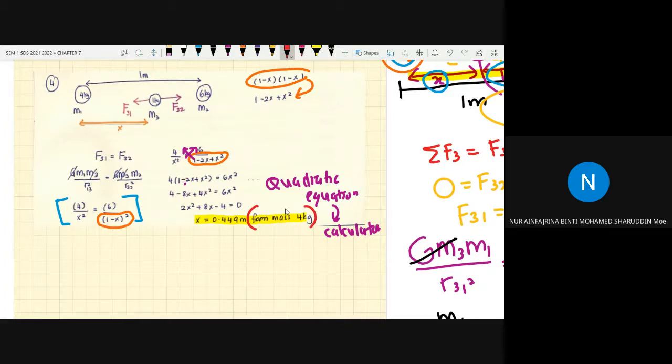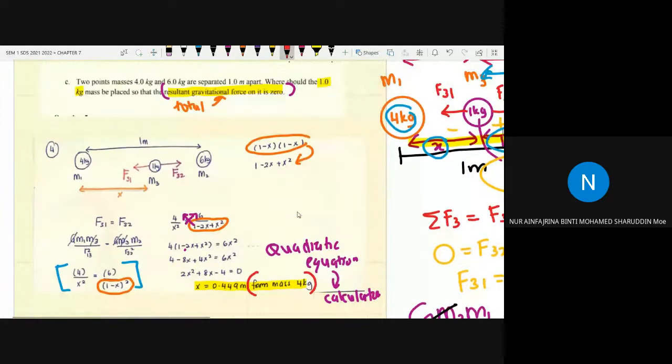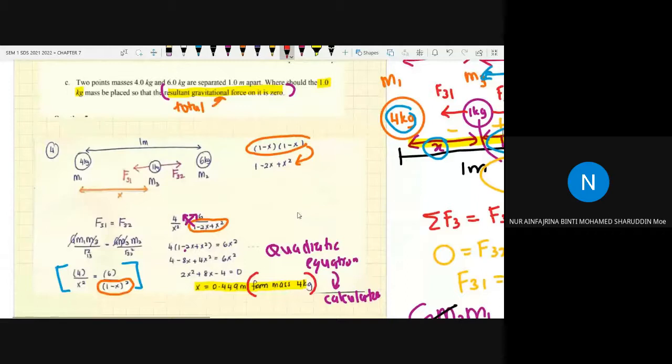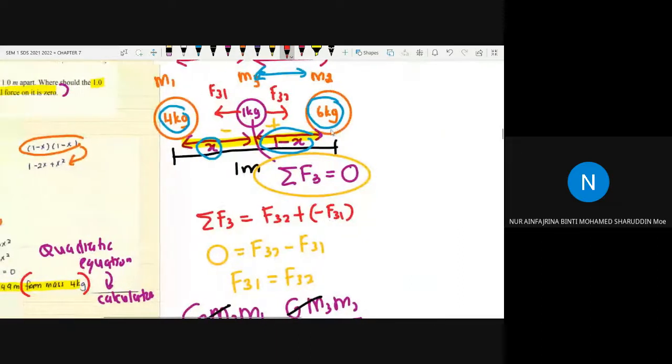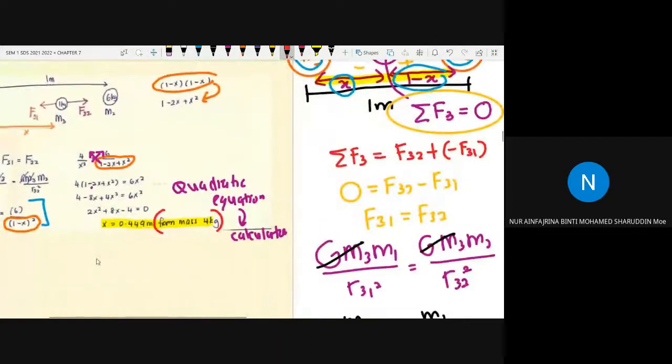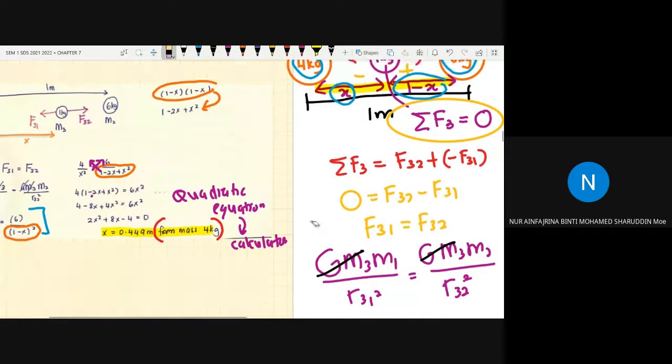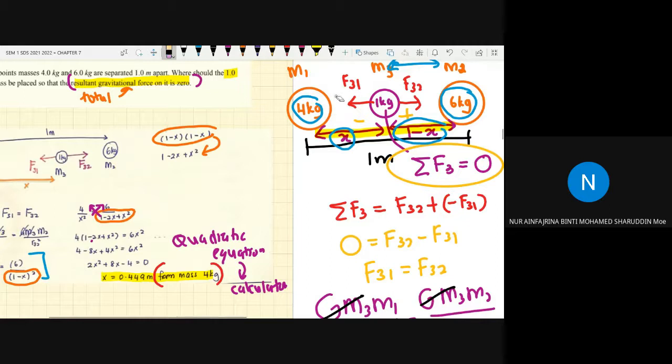Kenapa wajib tulis? Sebab nanti pemeriksa tak tahu sama ada awak tengah cakap X awak ini daripada 4 kg ataupun 6 kg. Okay, kalau siapa yang buat from 6 kg, korang sepatutnya dapat 1 minus 0.449 berapa? Sekejap. So nanti korang tengoklah korang buat daripada mana. Korang pilih, korang kira lah kalau daripada 6 kg tu korang kira. So macam Miss buat daripada 4 kg.